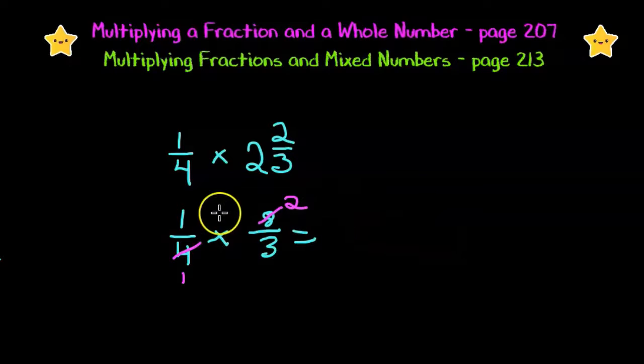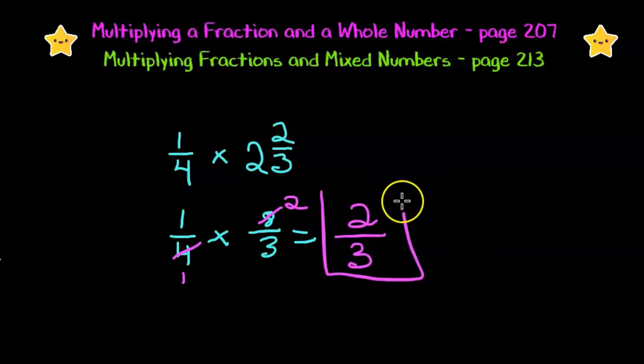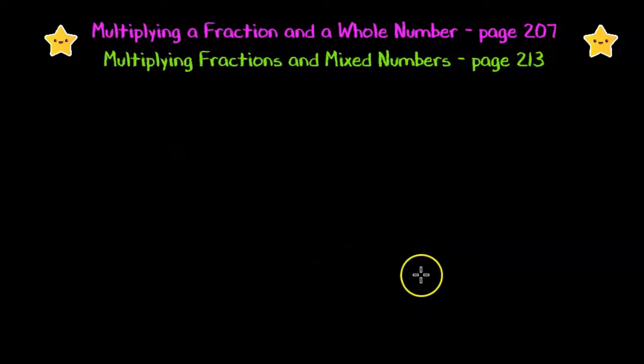All right, so then I can just multiply. 1 times 2 would be 2, and then 1 times 3 would be 3. So 2/3 would be my answer for 1B. All right, is it starting to click for you? Starting to make a little sense? I hope so. All right, so let's take a look now at 1C.